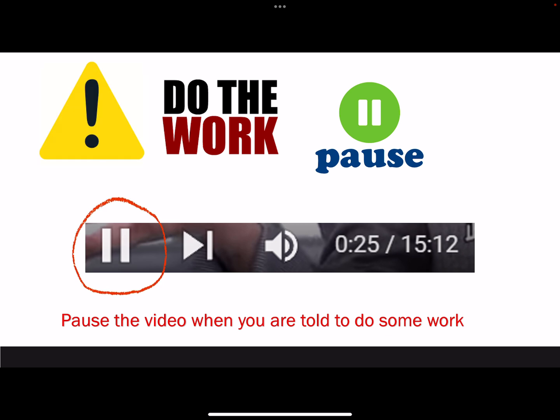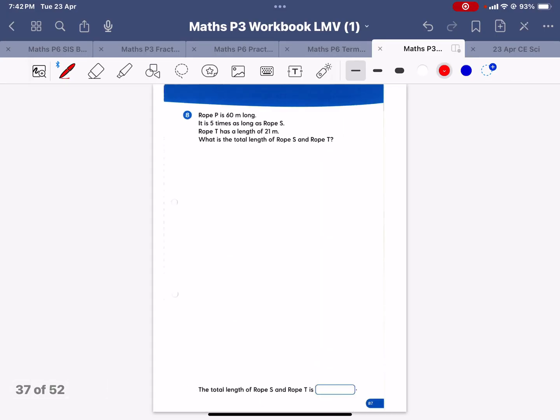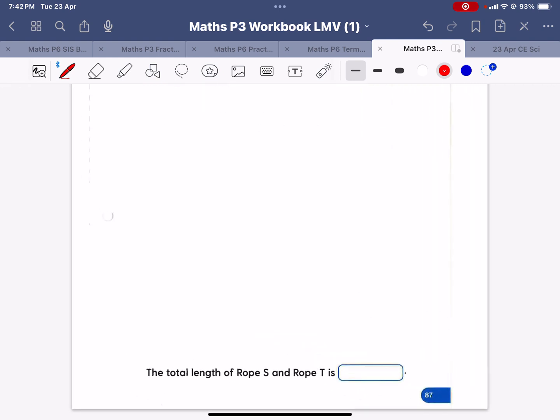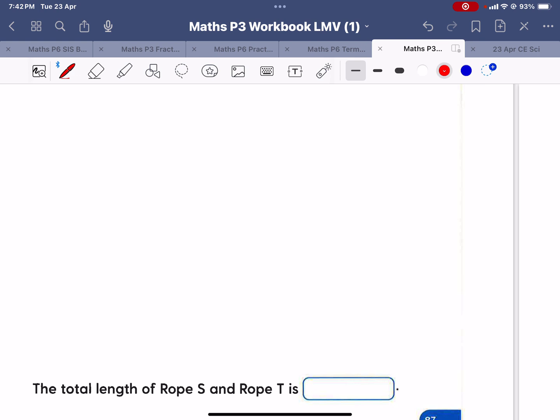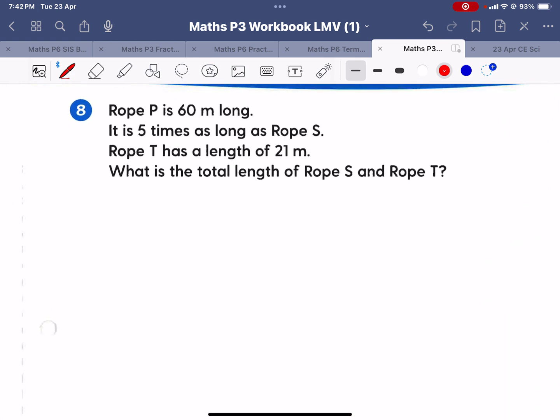Now, the next question, we are going into our 4th question for today. Now, page 87, we are now on page 87. Page 87 is about ropes. Let's start. Rope P is 60 meters long. So this is P. P is 60. Now the second sentence says it is 5 times as long as rope S.